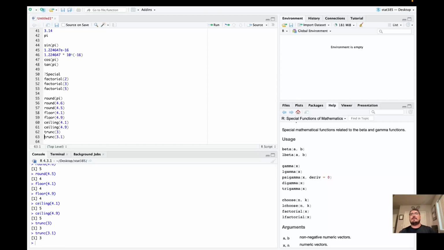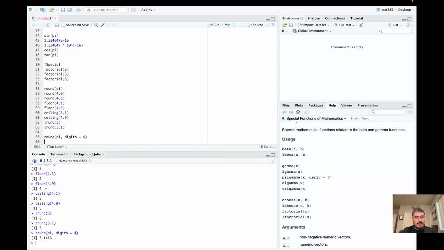Round also allows us to round to a specific number of digits. Say I want to round pi to 4 digits, then I can specify an argument inside of the function in order to achieve that task. So you can see 3.1416, it rounded up the last decimal point there.